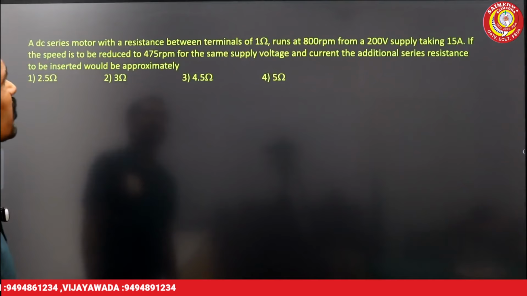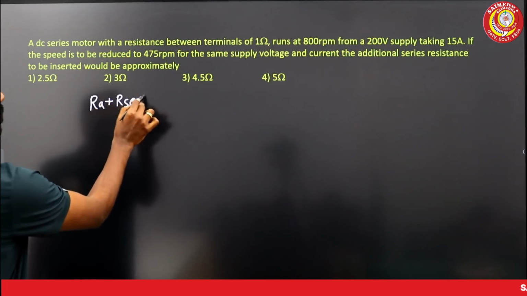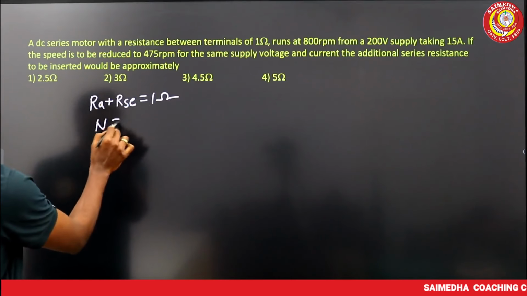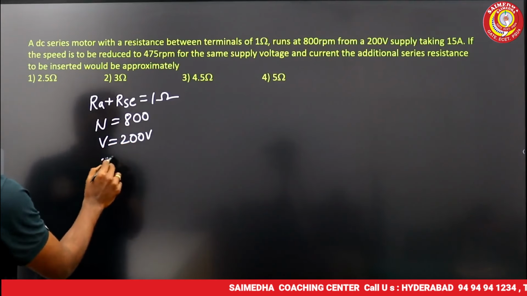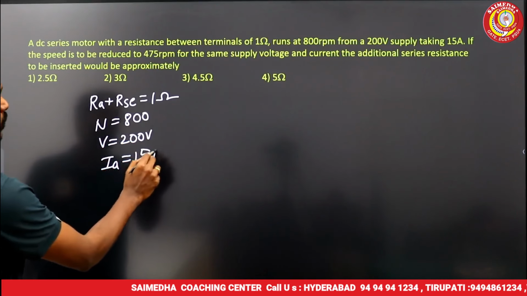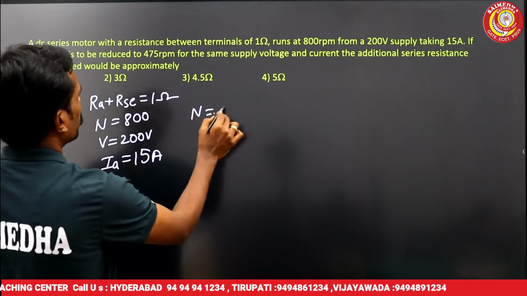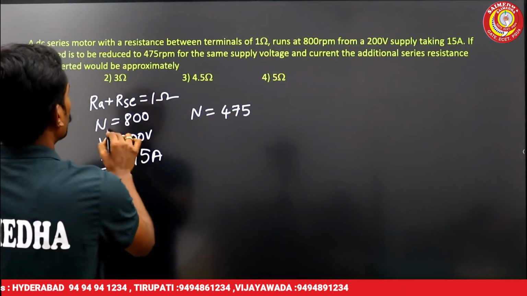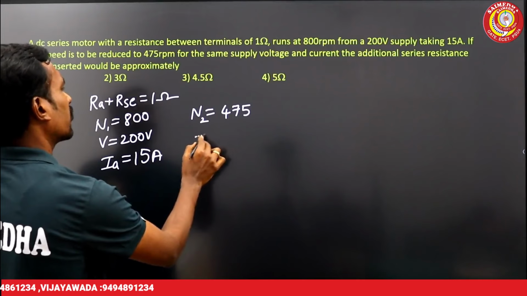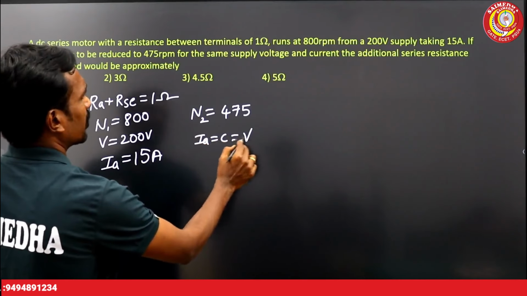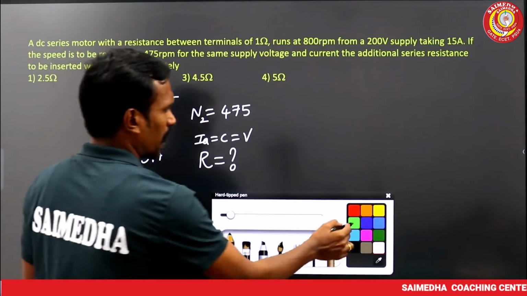A DC series motor with a resistance between the terminals of 1 ohm, nothing but RA plus RSC is 1 ohm, running at 800 rpm. Supply voltage is 200 volts. Taking a current, nothing but in a series machine all the currents are equal, that's why I am taking it as the armature current. If the speed is to be limited to 475, we need to control the speed to 475 from the same supply voltage and current. Armature current is constant, supply voltage is constant, they given. And additional extra resistance they are asking. How much extra resistance do we need to add?